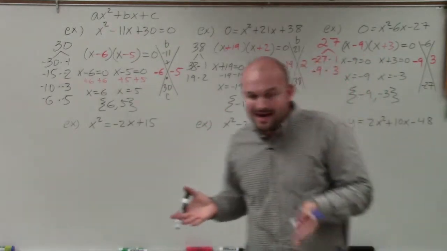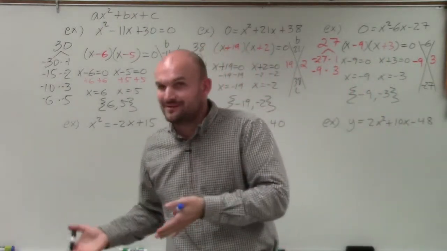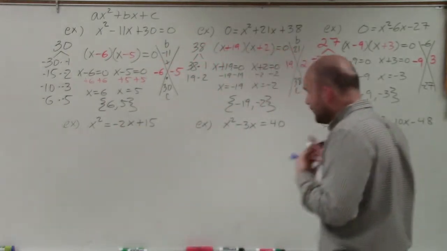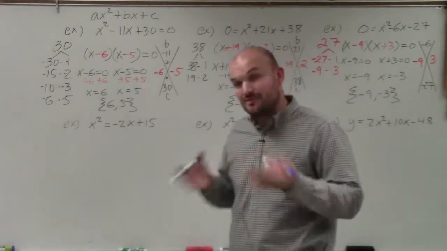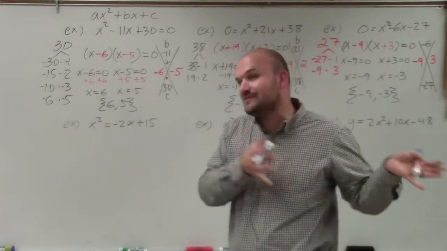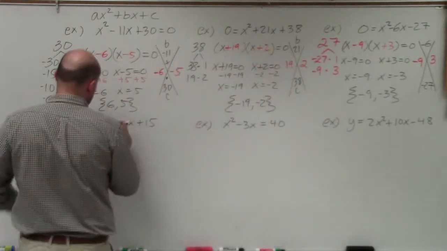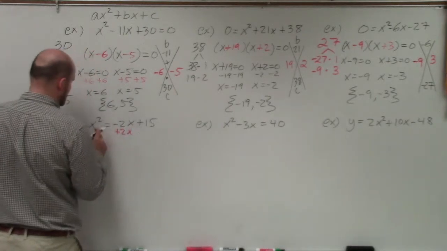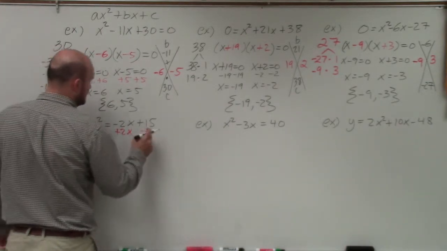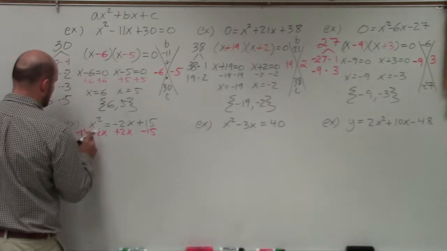All right. So in the next one, you can see that the equation is not even set equal to 0. I have variables on the left side. I have variables on the right side. What exactly are we going to do? Well, in this exact case, all we're simply going to do, again, is get everything over to one side so it's set equal to 0. So to do that, I'm going to have to add a 2x to both sides. And I'm going to have to subtract a 15 from both sides.